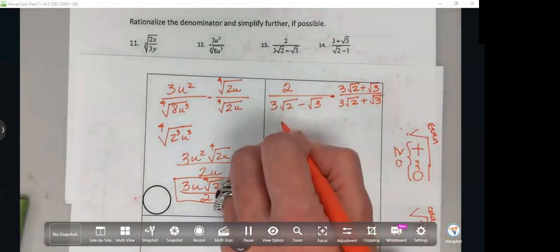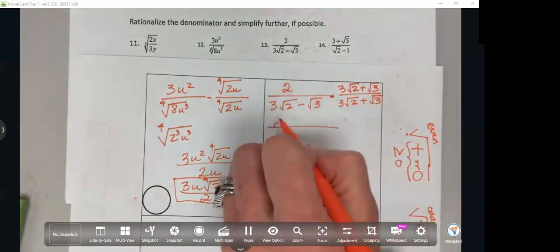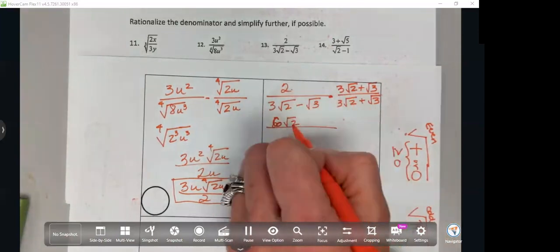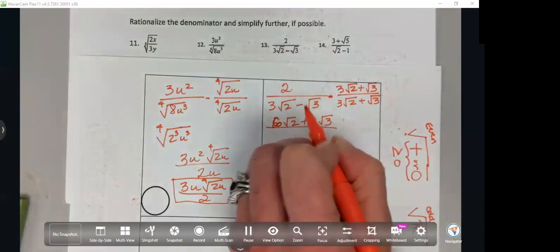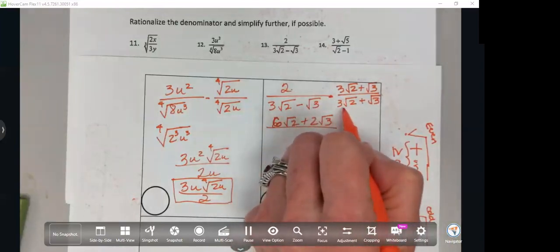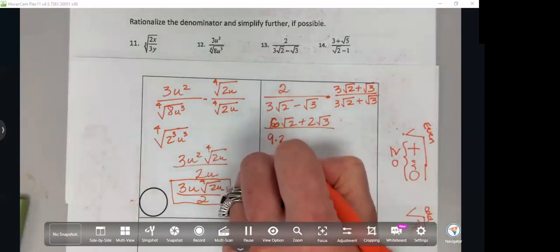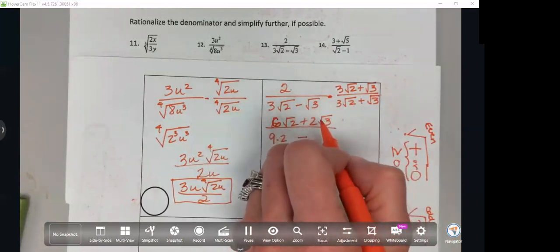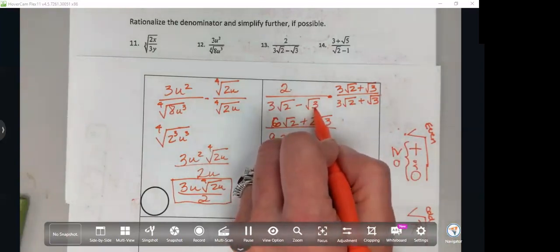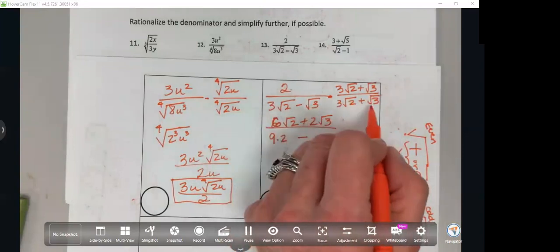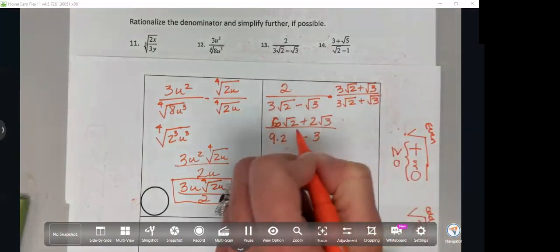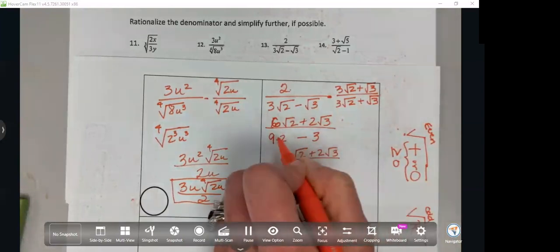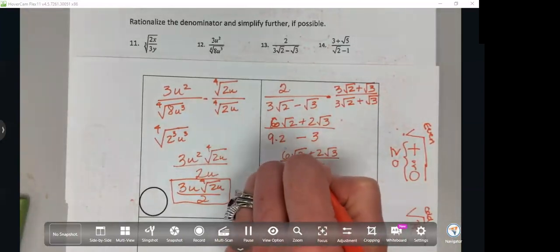Let's do the numerator first. 6 square root of 2. 2 times 3 is 6, square root of 2, plus 2 square root of 3. Then 3 square root of 2 times 3 square root of 2 is going to be 9 times 2, right? Minus, you would FOIL, but we know that the middle term is going to cancel out because we are getting the conjugate. So negative square root of 3 times positive square root of 3 is going to be minus 3. So this would be 6 square root of 2 plus 2 square root of 3, all over 18 minus 3 is 15.